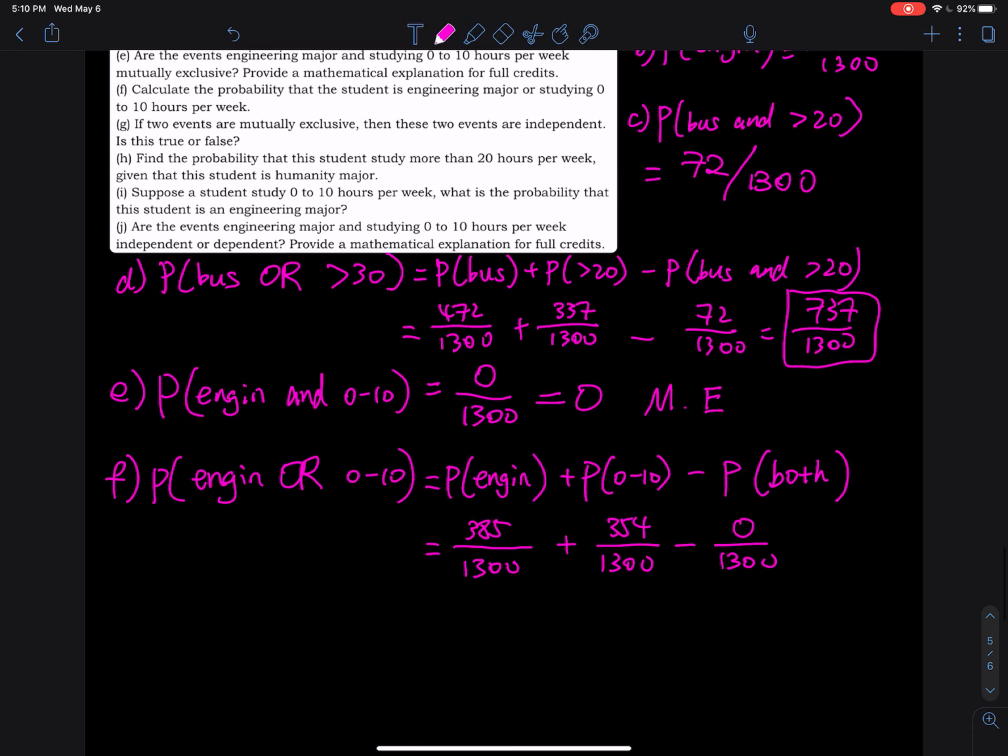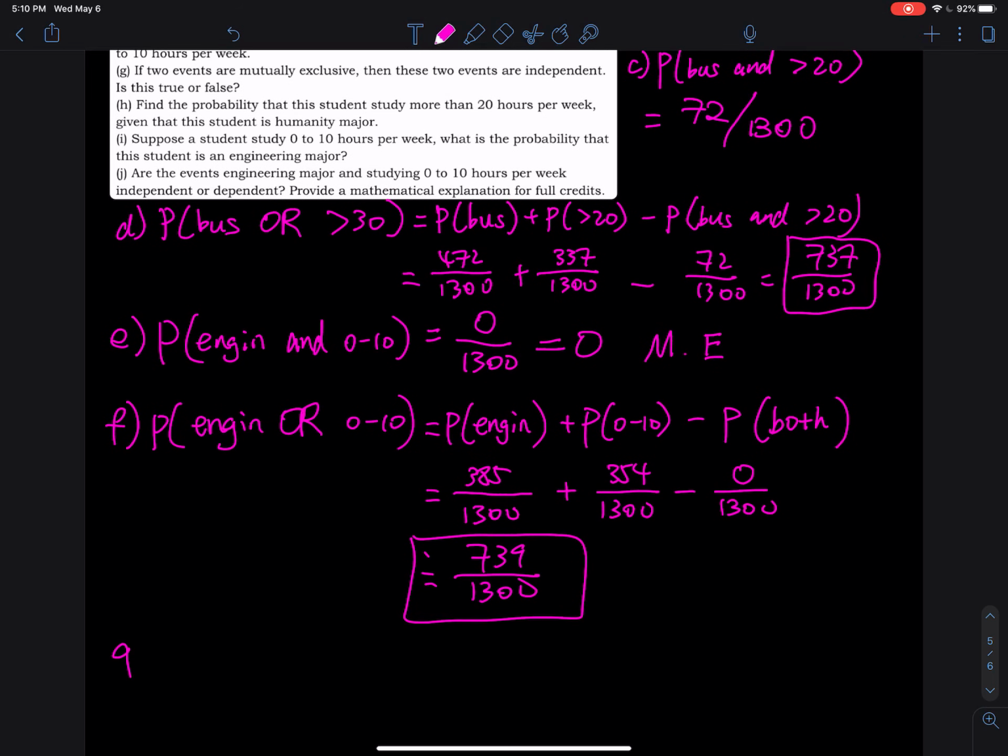Do you see that they have the same denominator? So that means I am on the right track. So we have 385 plus 354, that is equals to 739 divided by the grand total. That is my answer. And then G, if two events are mutually exclusive, then these two events are independent, true or false.